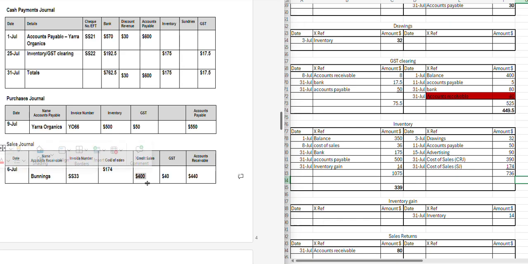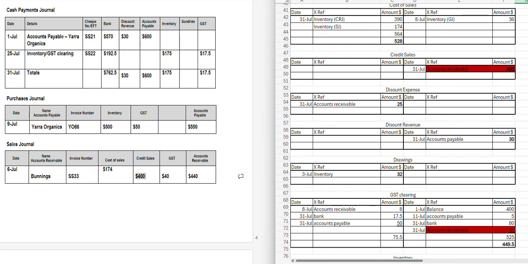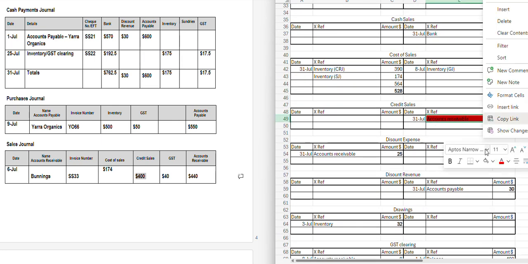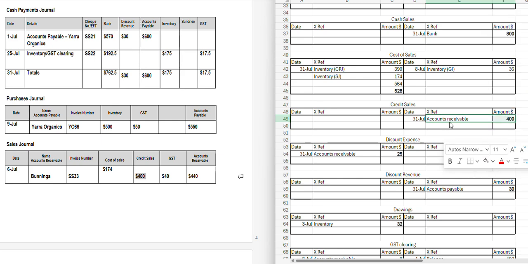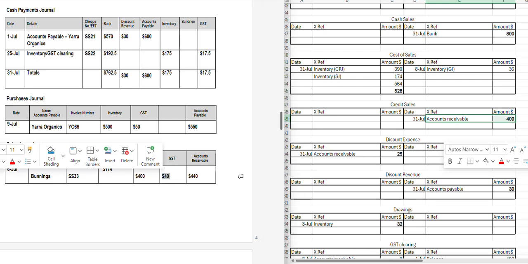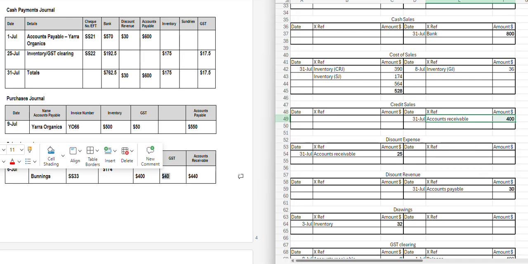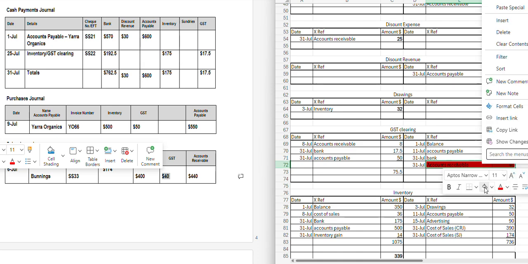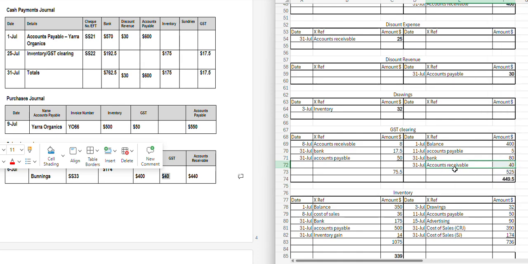So now we've got some credit sales, $400. That's an increase in our revenue, so that's going to be a credit entry. And again, we're not going to cross-reference bank, we're going to cross-reference accounts receivable because they owe us for those credit sales. And they also owe us for the GST. We're going to collect that, and then that's going to create an extra liability to the ATO. So we're going to need a credit entry in our GST account for $40, cross-referencing with accounts receivable because that's who's going to pay us.